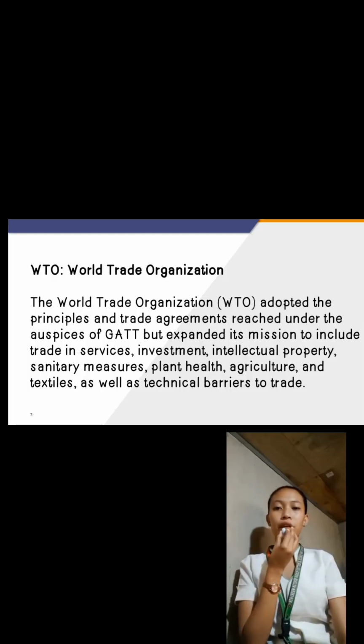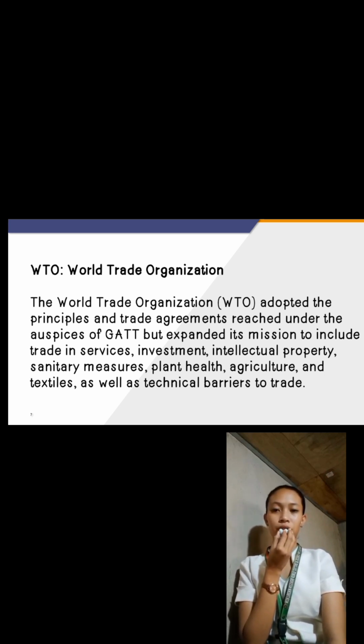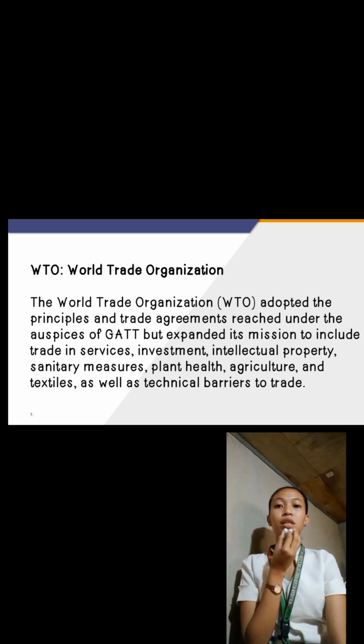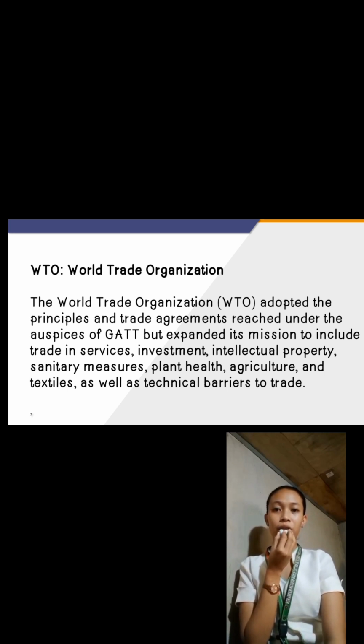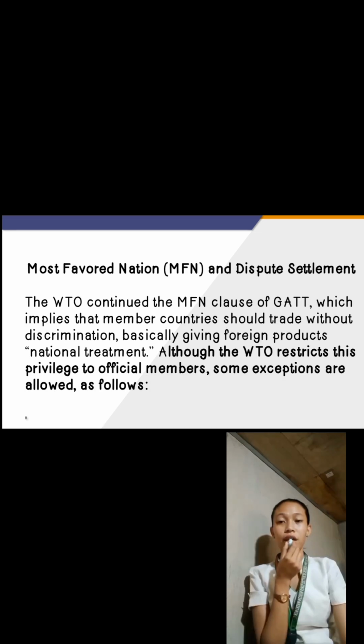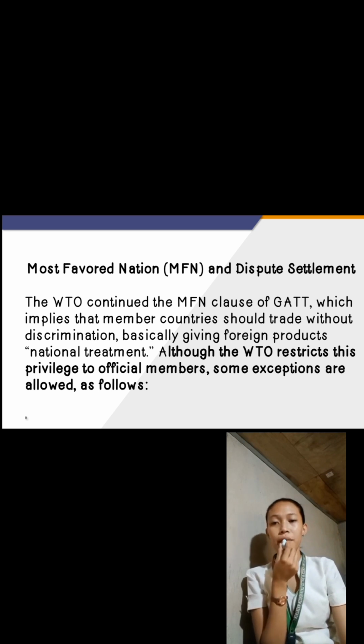The World Trade Organization is a group that assists countries in trading with each other. It facilitates conversations and agreements to reduce trade barriers, such as taxes on goods. It also ensures that countries adhere to the trade rules they have agreed upon and resolves disputes when countries have disagreements about trade. The key principles are most favored nation, or MFN, and dispute settlement.